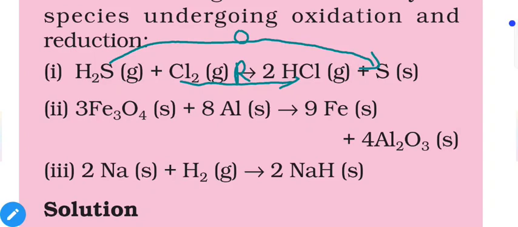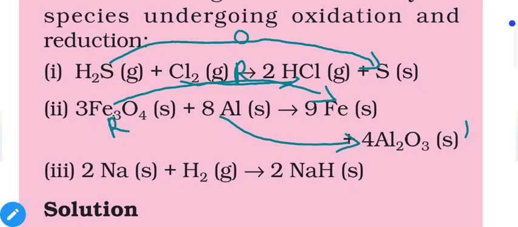Now in the second reaction, Fe3O4. So we have an oxide of iron and it changes into the iron metal. So oxygen is removed, and if oxygen is removed, then it is reduction. So for Fe3O4 it is a reduction reaction, and for aluminium oxygen is added. So aluminium follows an oxidation reaction.